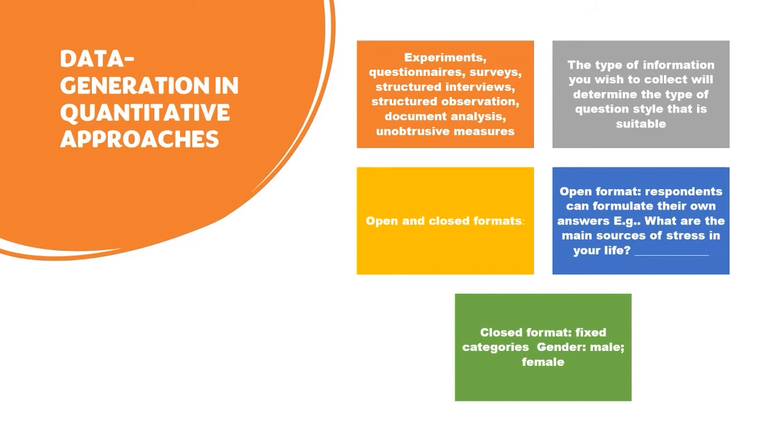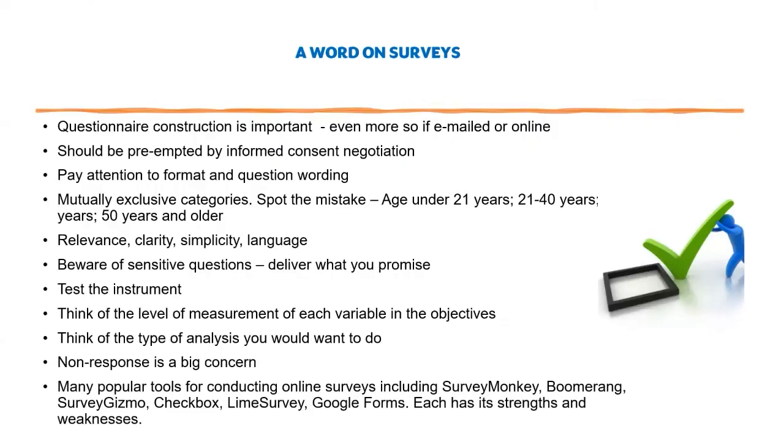Open and closed formats are used, but usually a questionnaire for a quantitative study would have more closed option formats and just a few open format questions. Open format is where the respondent can formulate their own answers. For example, what are the main sources of stress in your life? And the closed format is where we've got fixed categories. For example, mark your gender, male, female.